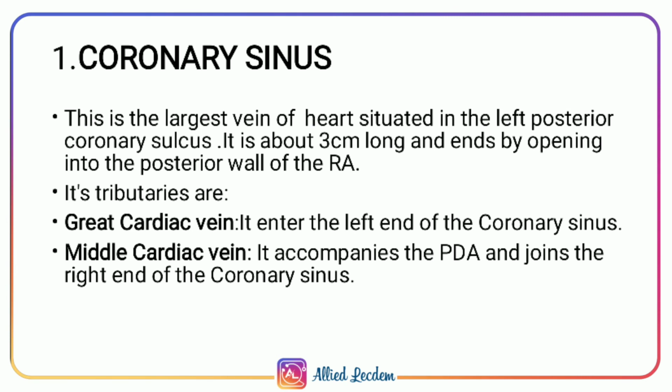Coronary sinus. This is the largest vein of the heart, which is situated in the left posterior coronary sulcus. It is about 3 cm long and ends by opening into the posterior wall of the right atrium. The tributaries of this coronary sinus include the great cardiac vein, which enters the left end of the coronary sinus, and the middle cardiac vein. It accompanies the PDA and joins the right end of the coronary sinus.